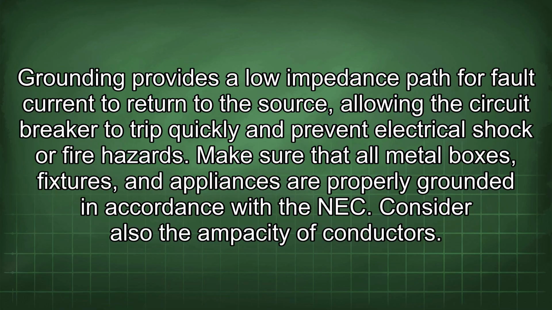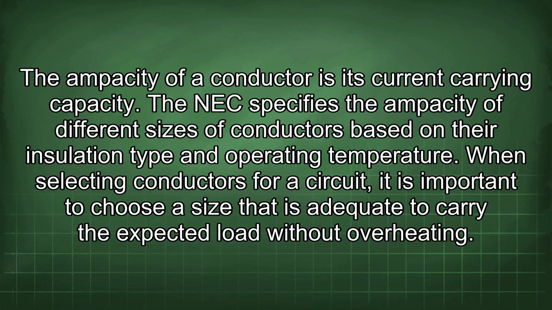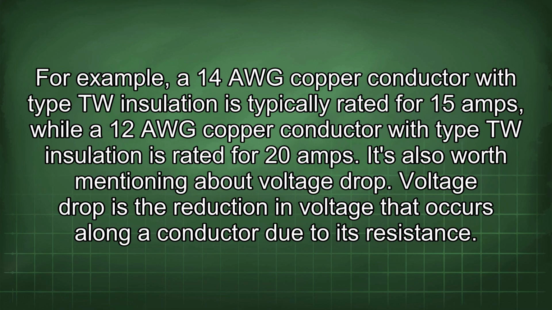Consider also the ampacity of conductors. The ampacity of a conductor is its current carrying capacity. The NEC specifies the ampacity of different sizes of conductors based on their insulation type and operating temperature. When selecting conductors for a circuit, it is important to choose a size that is adequate to carry the expected load without overheating. For example, a 14 AWG copper conductor with type TW insulation is typically rated for 15 amps, while a 12 AWG copper conductor with type TW insulation is rated for 20 amps.